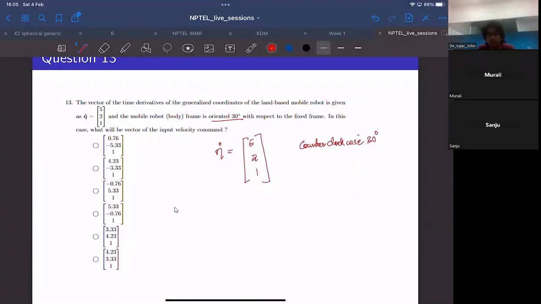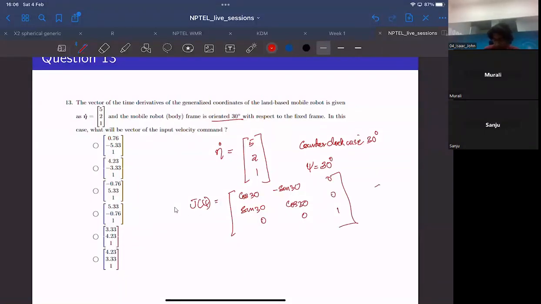So this is a case of inverse differential kinematics. Earlier we have discussed forward differential kinematics. We are given the orientation of the mobile frame with respect to fixed frame as 30 degrees. So what would be the Jacobian? Jacobian would be cos 30, minus sin 30, 0; sin 30, cos 30, 0; 0, 0, 1. And you are required to find the vector of input velocity, that is zeta.